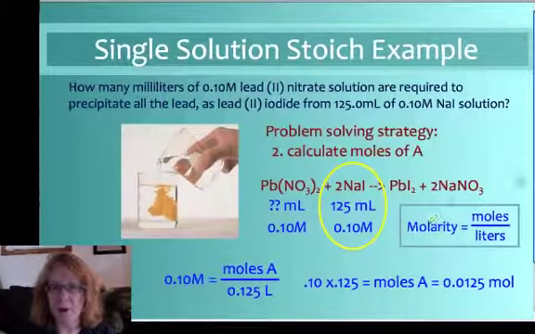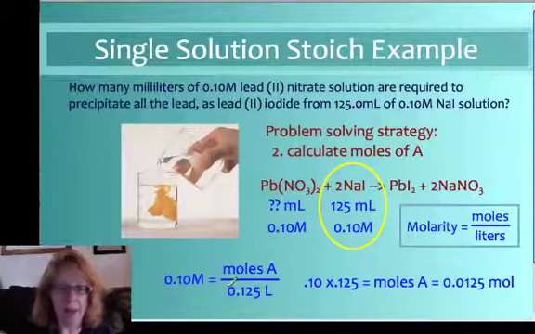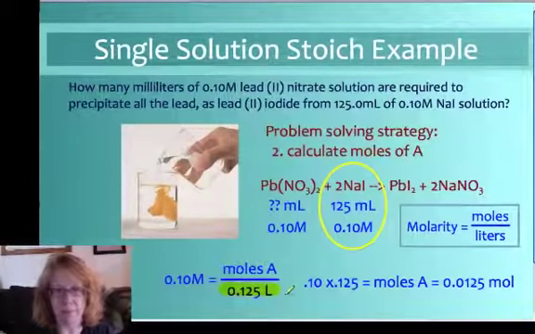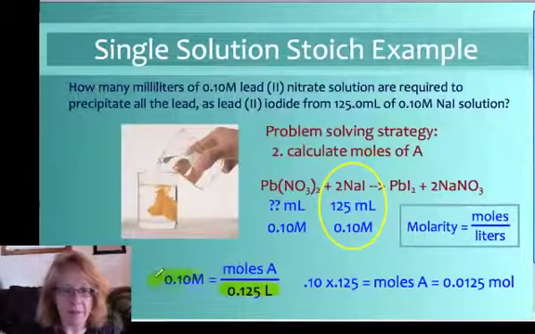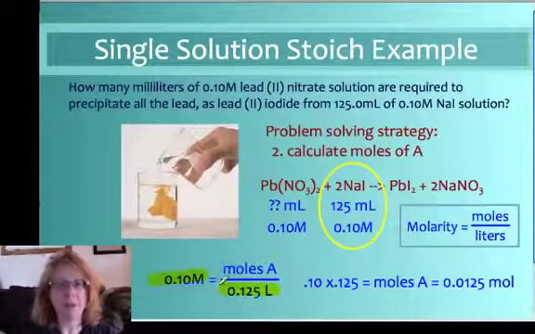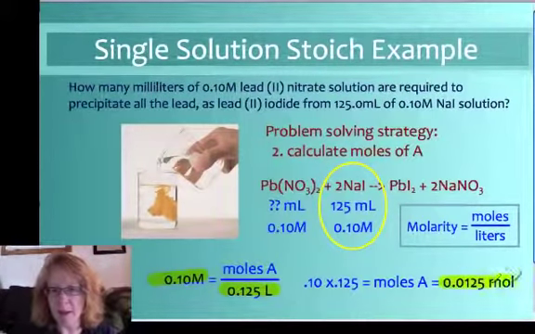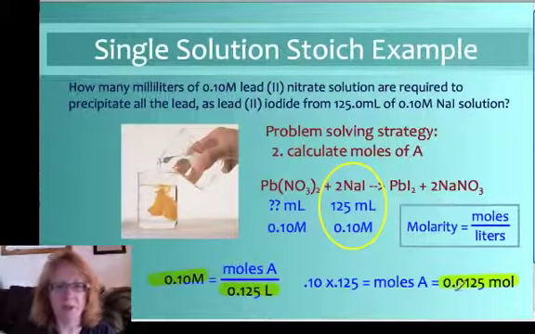Again, here's our molarity equation, moles per liter. Remember, this is in milliliters, so I have to convert that to liters first, move the decimal place over 3, and that's where this comes from. I have 0.125 liters of that solution. Again, it's got to be in liters. This is my known for my problem, 0.10. So just rearrange. I know I've got 0.0125 moles of my A, which is sodium iodide.